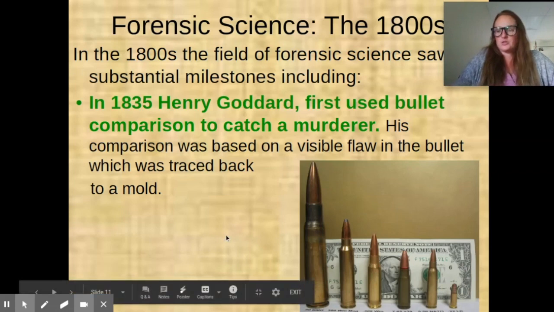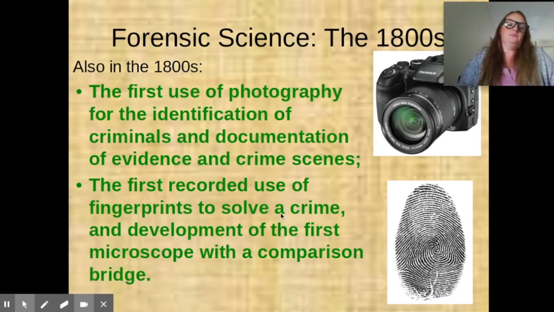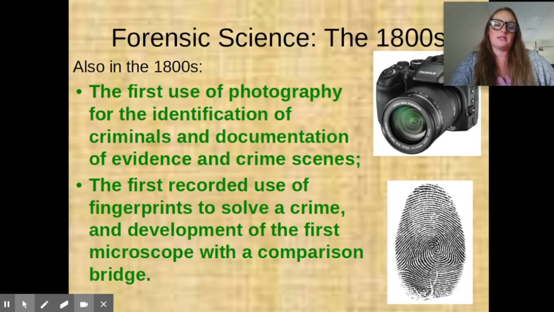And again, these are all things we're going to get into when we do these units. This is also the first use of photography for the identification of criminals and documentation of evidence and crime scenes. So before that, people weren't walking through the crime scene and taking a whole bunch of pictures. They were probably just taking notes, but you can imagine how easily that could be misconstrued or not remembered the same way. So having that physical documentation and evidence of the crime scenes to look back at later.